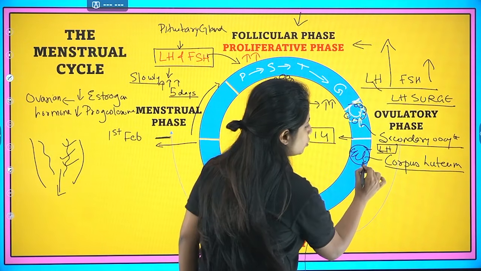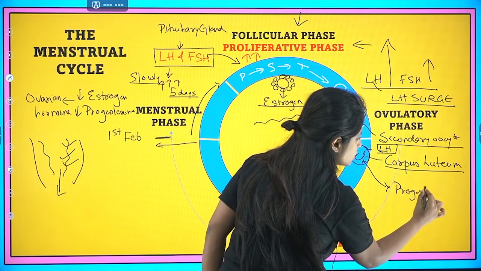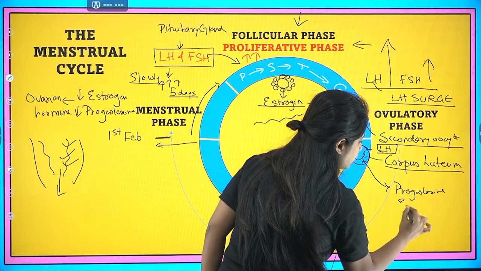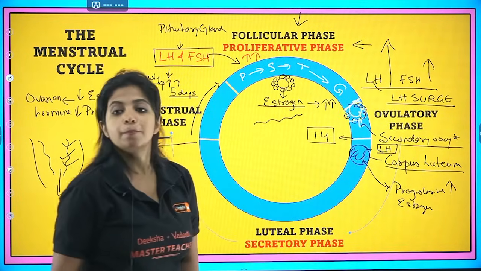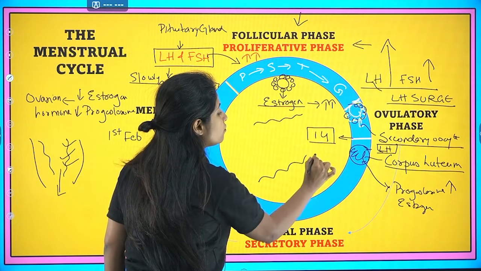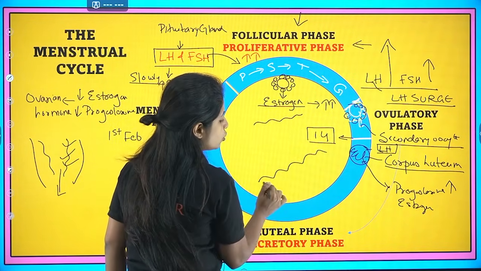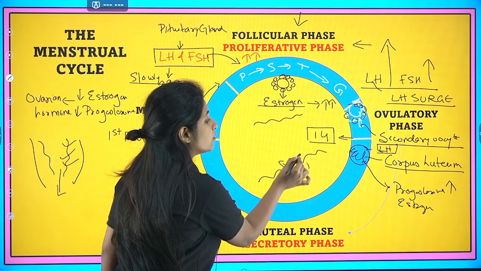The corpus luteum, my dear children, again, whenever LH and FSH support something, the opposite of it happens to them, right? So this corpus luteum is now going to release two hormones. One is your progesterone and the other one is your estrogen again, especially progesterone. And you know what? Progesterone is the one that is going to make the endometrial layer even thicker. It was this thick, now it is going to be very much thick, and not just thick, it is going to start off secreting some very important things.